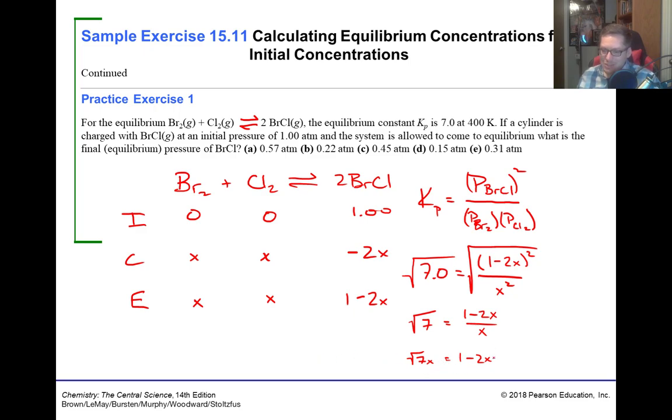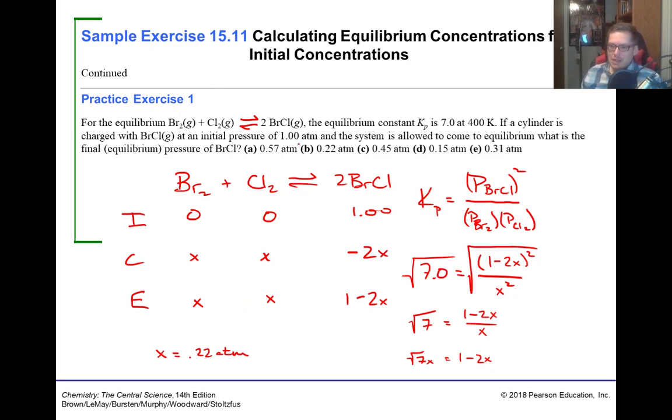Okay, so you can do the algebra on your own. All right, so x here is going to be equal to 0.22 atmospheres. Honestly, the best way to do this, in my opinion, is take your graphing calculator, graph it, and figure out where they are equal to each other. You know, plot one as square root of 7x, and then the other one is 1 minus 2x. Figure out where they intersect each other. Honestly, if I was doing it, that's probably how I'd do it, if I didn't know the answer ahead of time. So anyway, you get x equals 0.22 atmospheres.